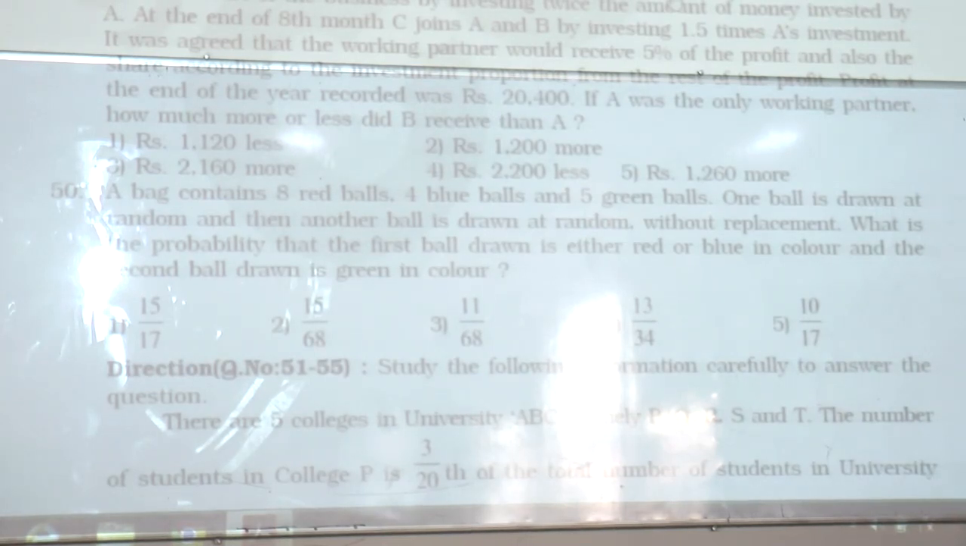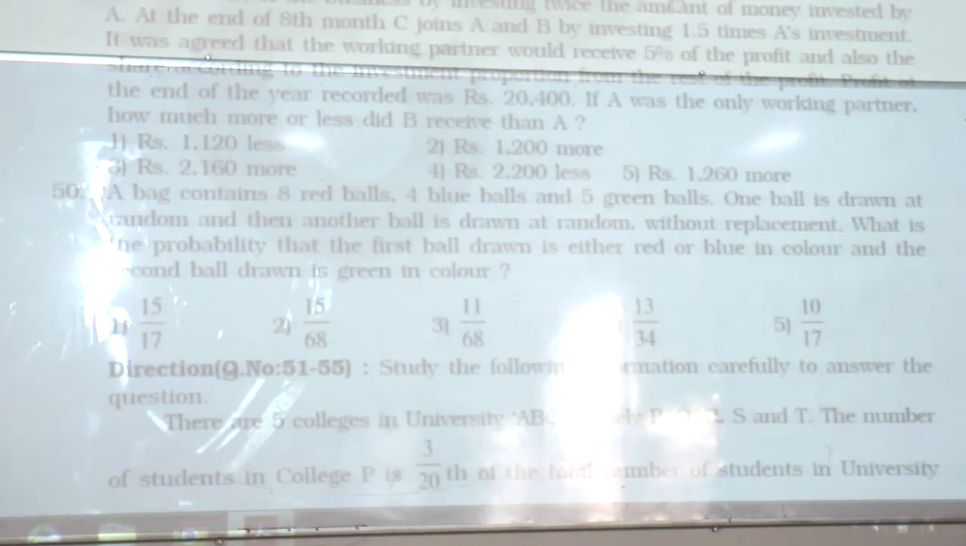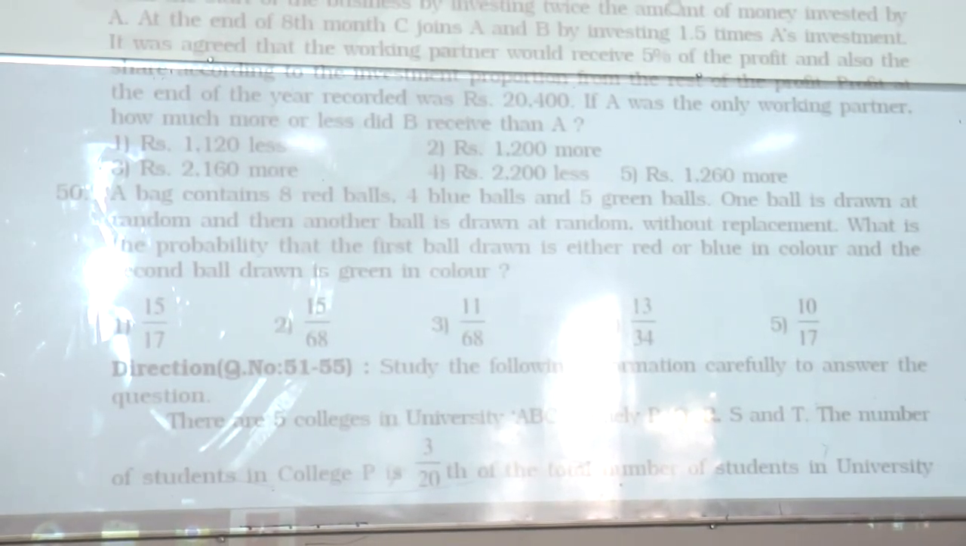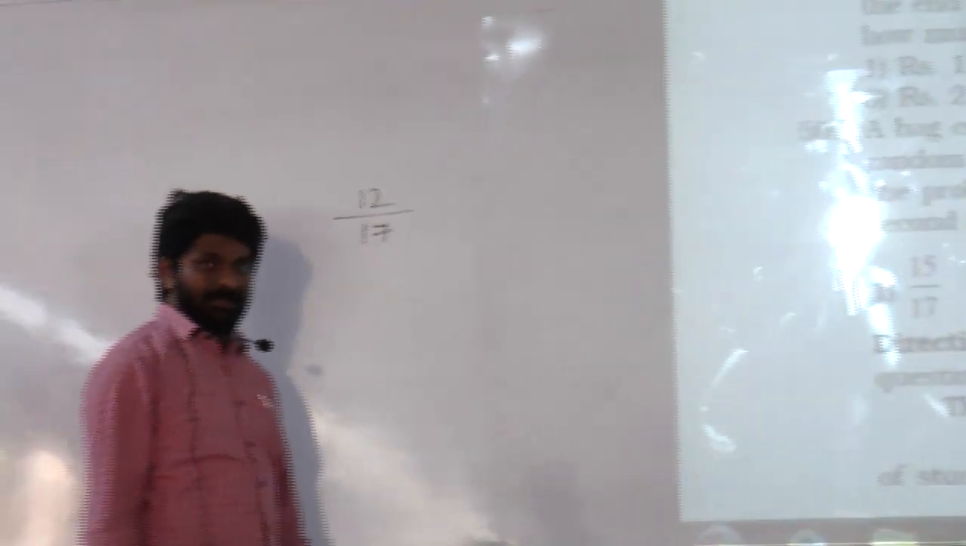How many red and blue balls do we have? 12 balls. Red and blue, 12 balls. Out of those 12 balls, it is enough to get only one ball, right? In how many ways can we do that? 12 ways. Out of 17 C1. 12 C1 by 17 C1.